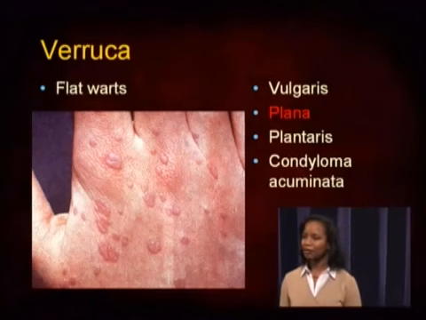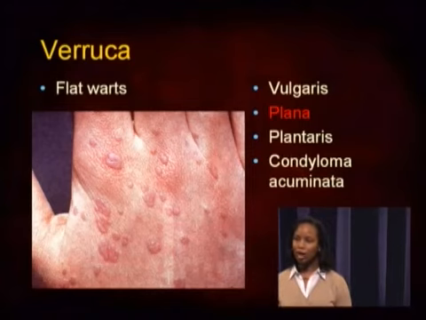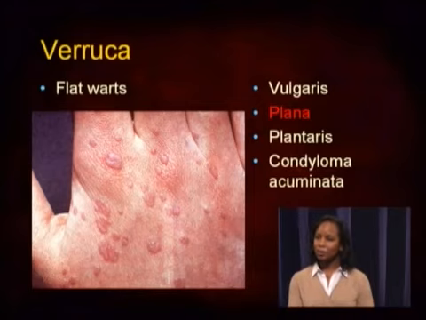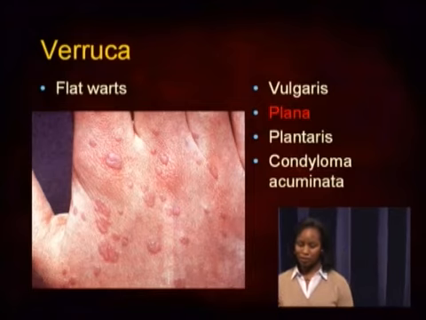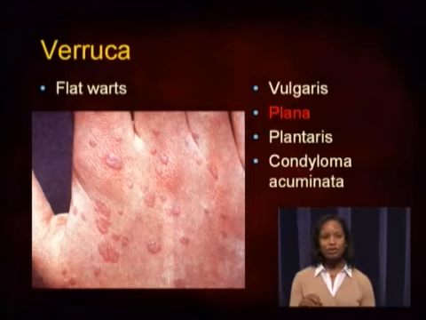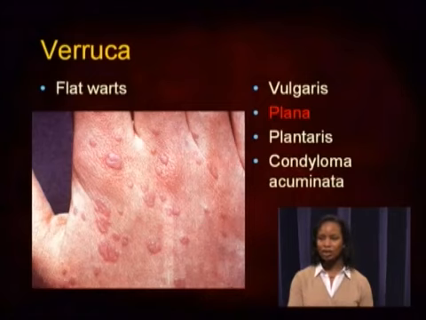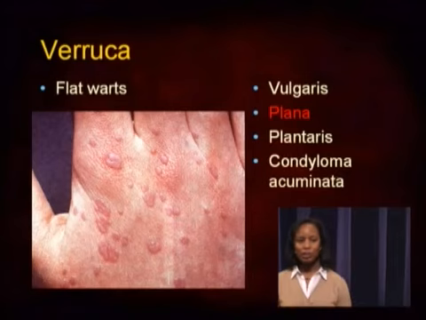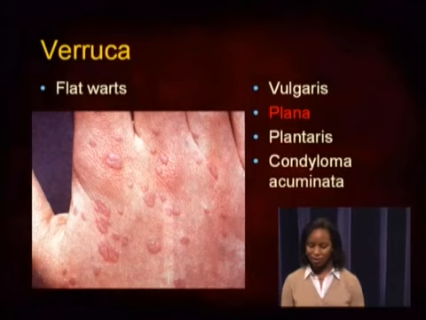Verruca plana, or flat warts, are also caused by HPV, but different types of HPV cause flat warts as opposed to verruca vulgaris. These tend to be sort of flesh-colored or pinkish in color, and again located just about anywhere, but on hands and arms is a common place to see those.